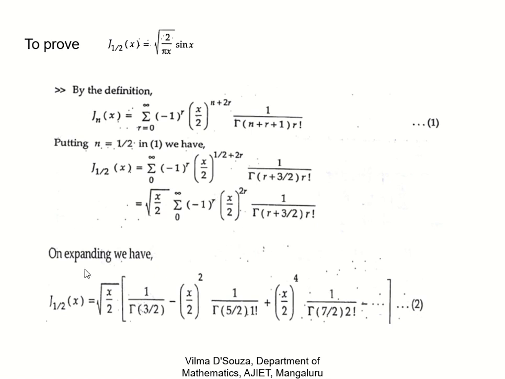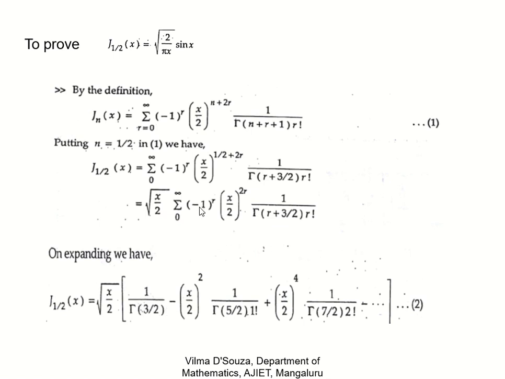Okay. So now expand this summation. J half of x is equal to root of x by 2, when r equal to 0. Minus 1 power 0, that is 1. R equal to 0, this term will be x by 2 to the power 0, that is again 1. R equal to 0, this will be gamma 3 by 2. 0 factorial is 1. So 1 by gamma 3 by 2.